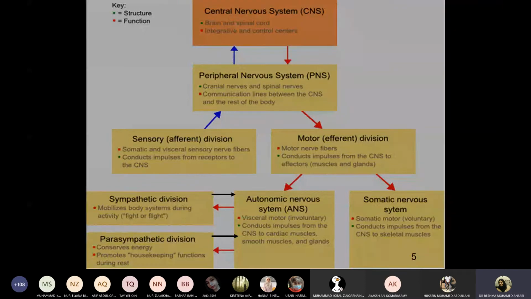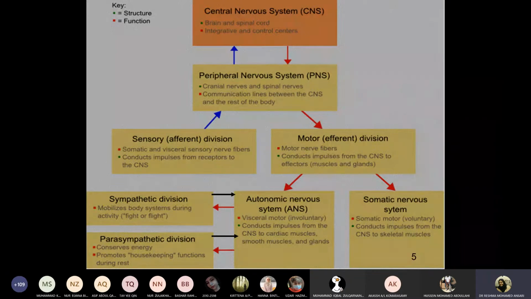So cranial nerves and spinal nerves are the communication. Whatever travels the sensations from my body to the center, we call it sensory or afferent, and whatever orders come from the brain and spinal cord to my body is called the motor or efferent division. So this is how the integration is there. Apart from this, we have two other things. The other one is the autonomic nervous system.